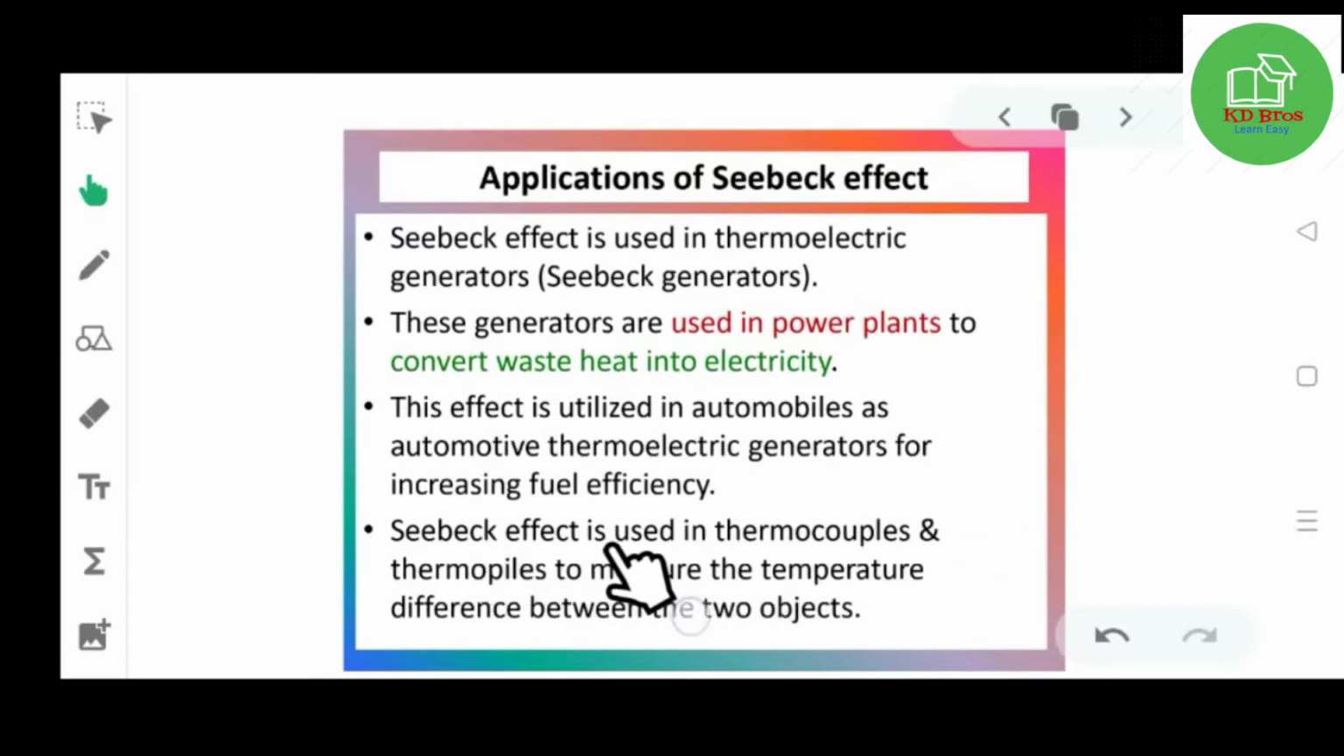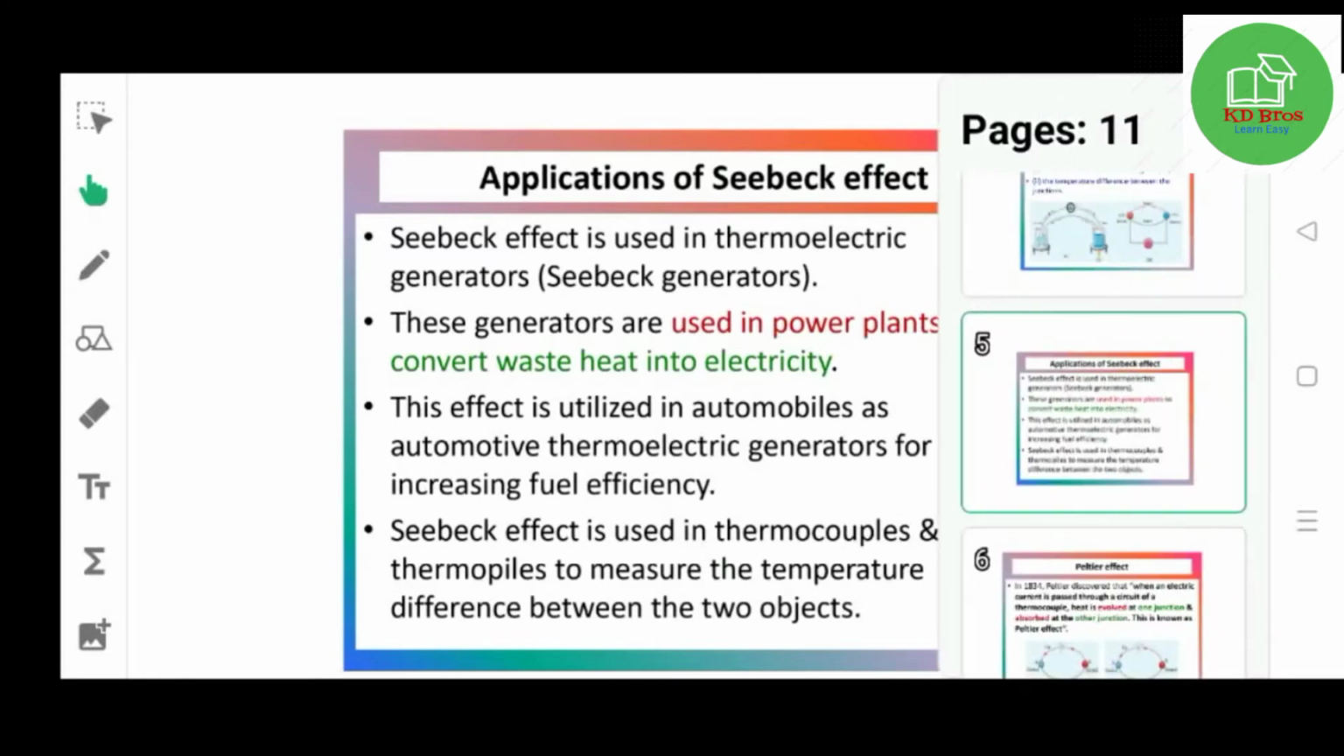Next, the Seebeck effect is used in thermocouples and thermopiles to measure the temperature difference between two objects. So these are the applications.